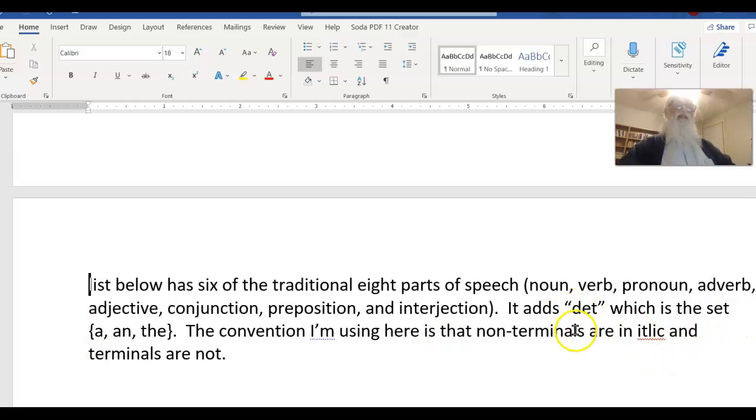Now, this particular language adds another group called DET, which stands for determinant or determiner. There are three in the English language: a, an, and the. This and that, they might be involved, but we won't use them if they are. The convention I'm using here is that the non-terminals are going to be in italic and the terminals are not. I may slip on this a few times, but that's what I'm going to try to do.